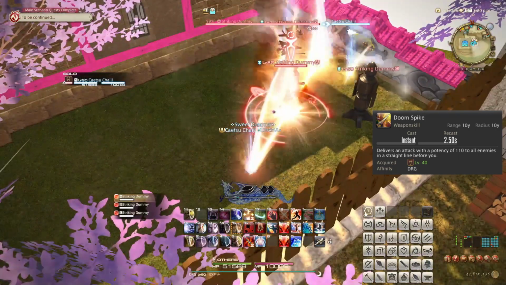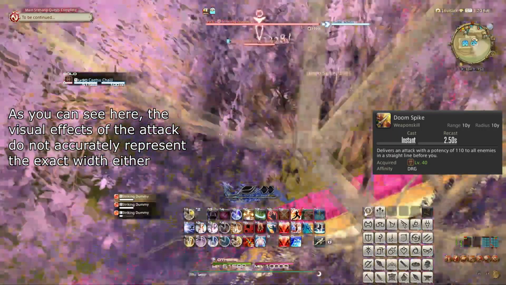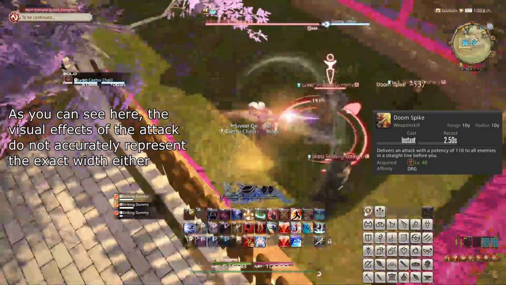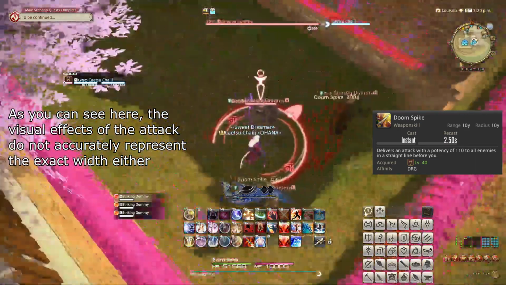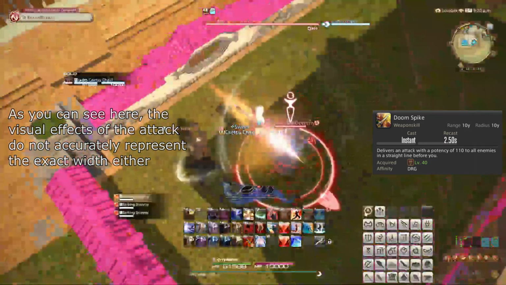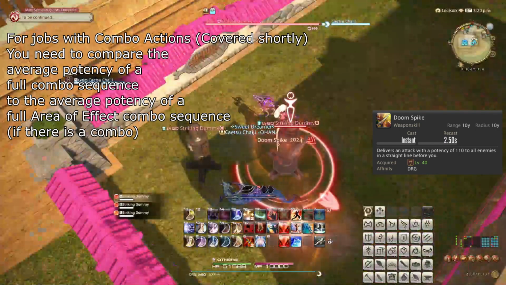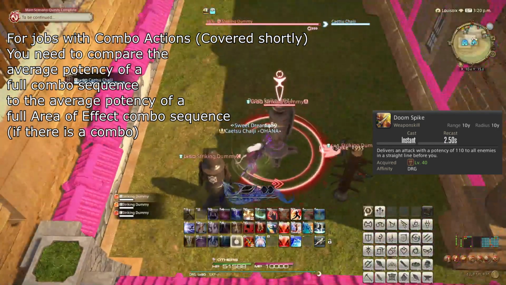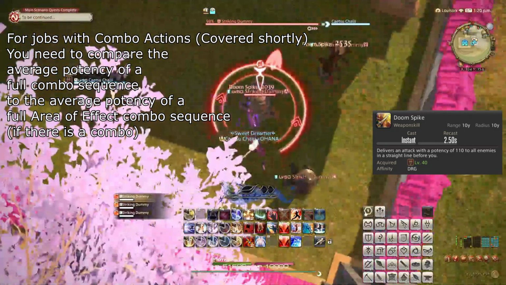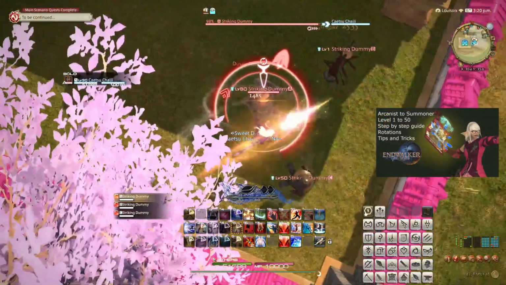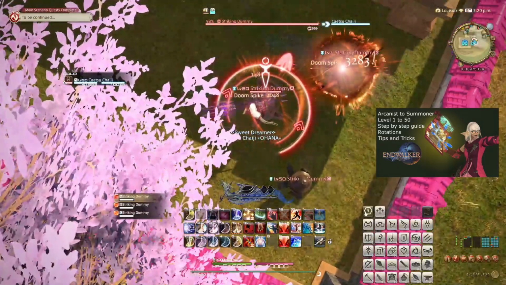You simply have to learn this from testing. Now, Doomspike does 110 potency on every target, meaning that it beats True Thrust on merely 2 targets. However, due to how combo actions work, there are more factors to consider than that. How many targets are necessary before you should switch to area of effect is something I cover in more detail in my job guide videos separately, in case you are interested.